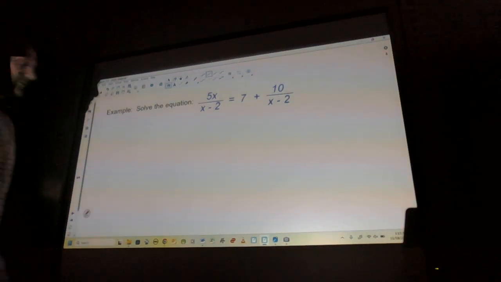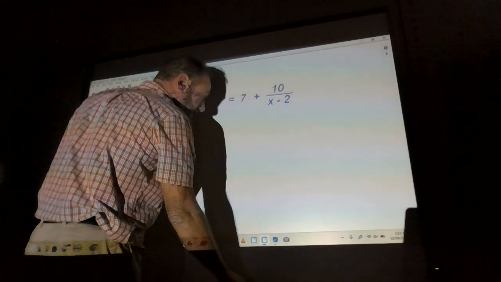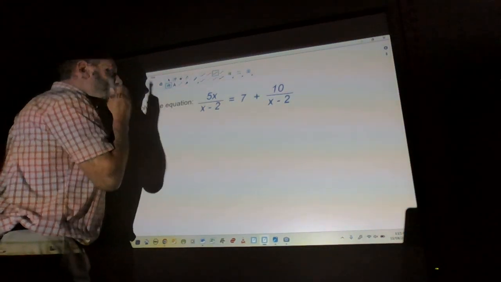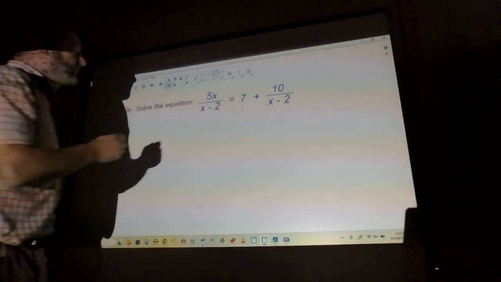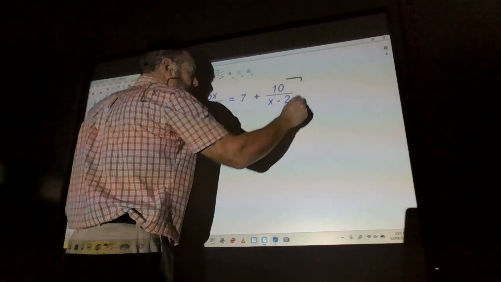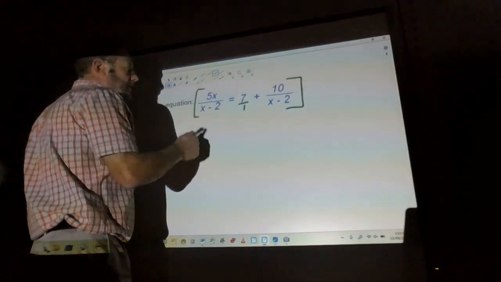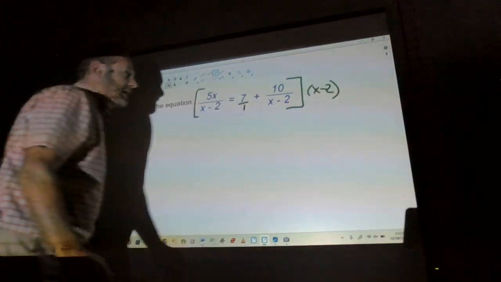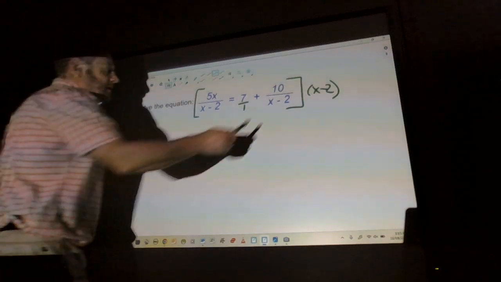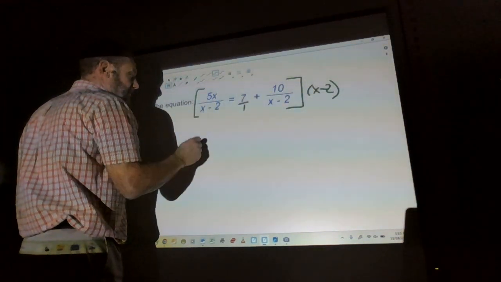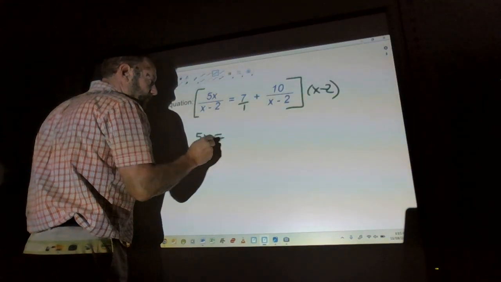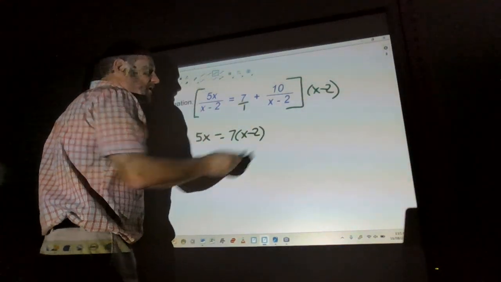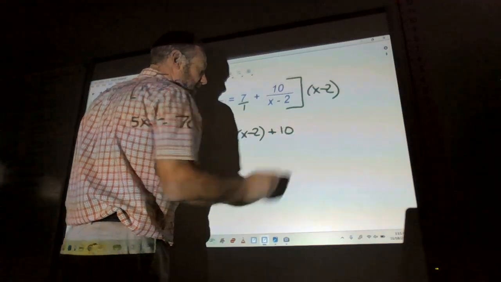Okay, this one's a little trickier. You got to watch out for this one. So, I don't want that x minus 2 in the bottom, so I'm going to go ahead and take this whole thing. Now remember, this is 7 over 1. So this is pretty easy in the fact that my least common multiple is going to be x minus 2. If I multiply it by this term, it just cancels the bottom and I'm left with 5x. Then I get 7 times x minus 2. And then it cancels here and I'm left with 10.